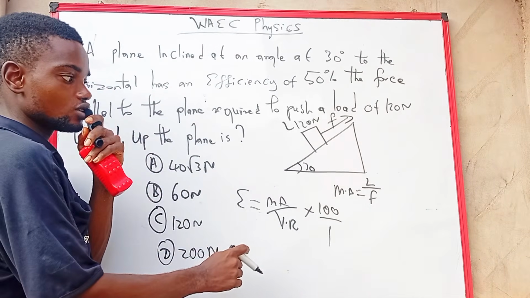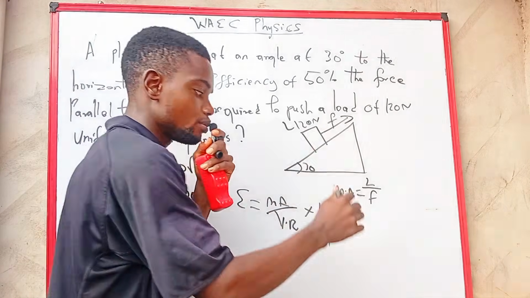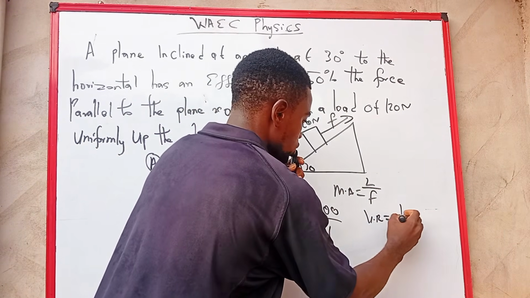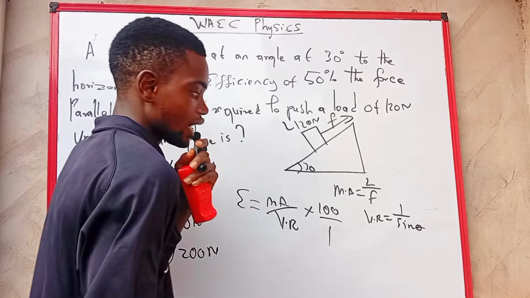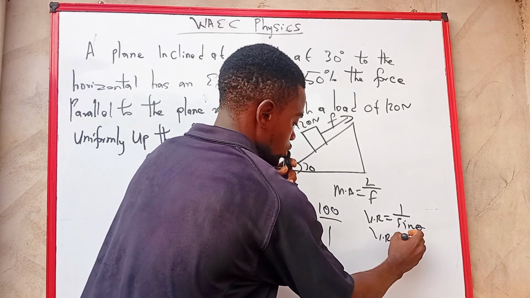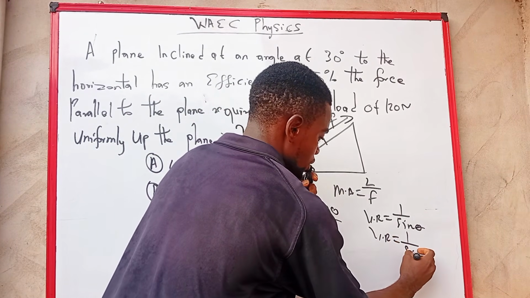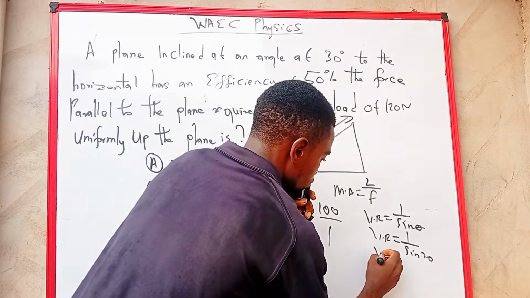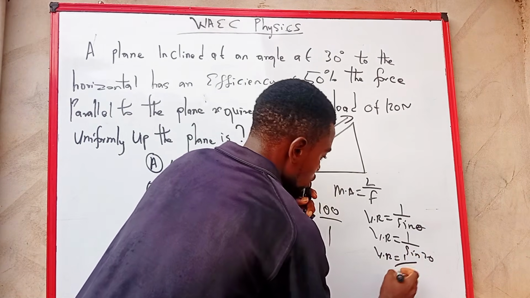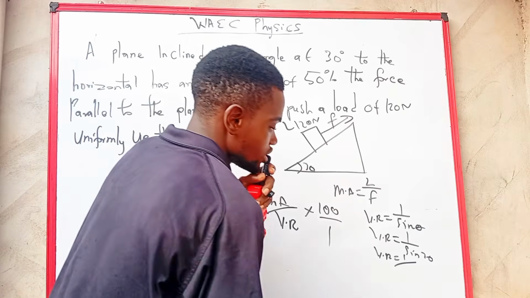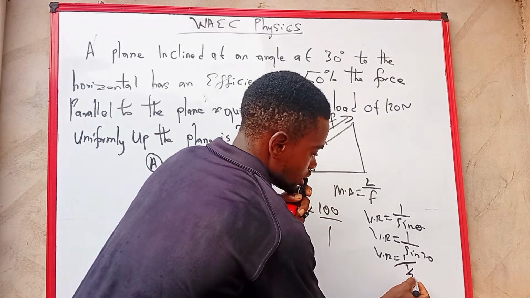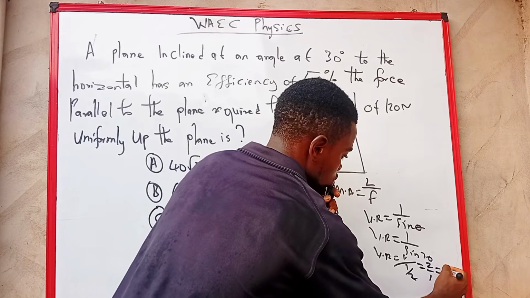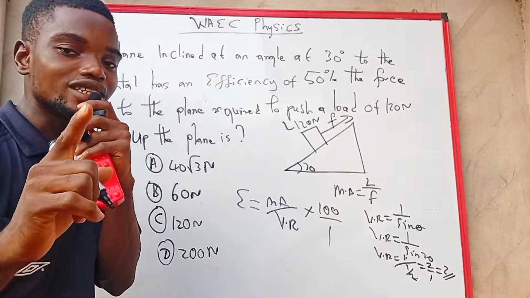Now what is going to be the velocity ratio? We also don't know the velocity ratio, but the velocity ratio for an inclined plane is always equal to 1 over sine theta. Theta is 30, and what is sine 30? 0.5. And 0.5 is half. So 1 over 0.5, this multiplied by this will give us 2 over 1, which equals 2.